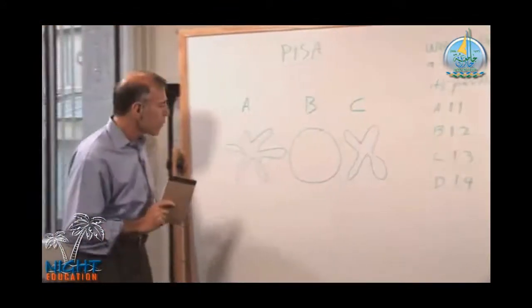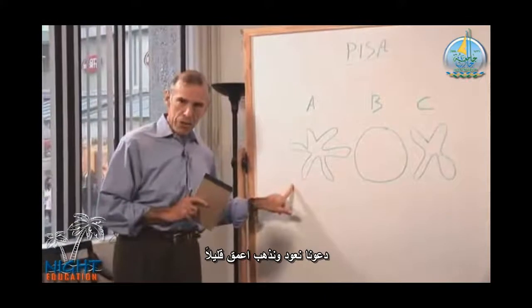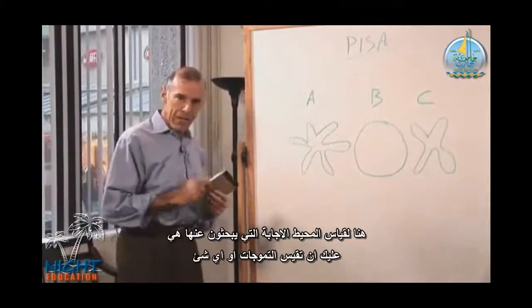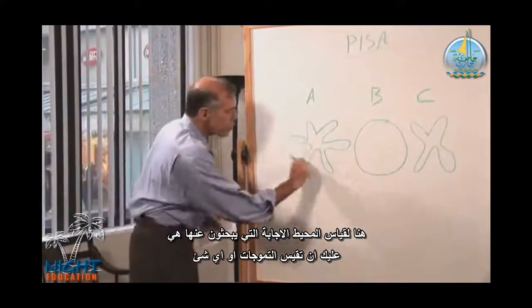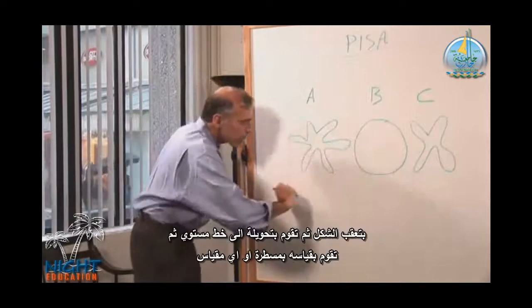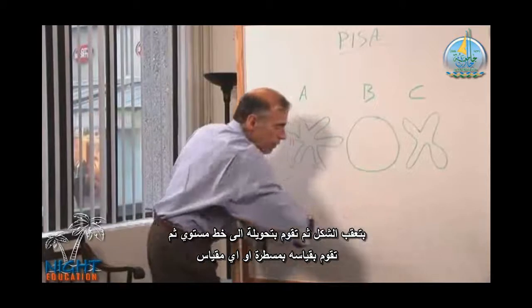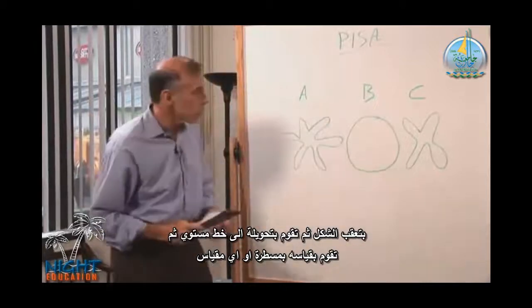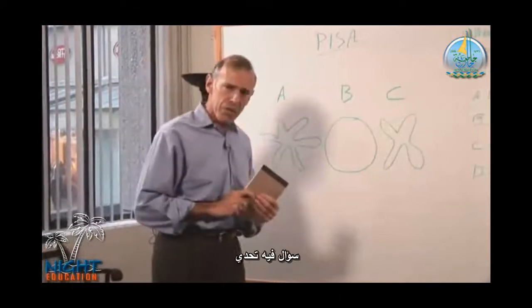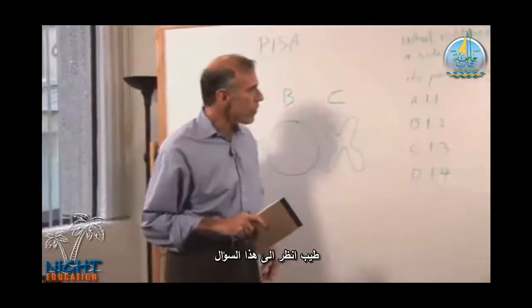But let's go a little more deeply. To measure these perimeters, the answer they're looking for is that you would use a string, or something similar, and trace out the shapes, and then put the string flat and measure it with a yardstick or ruler or something like that. Challenging question. Look at this question, though.